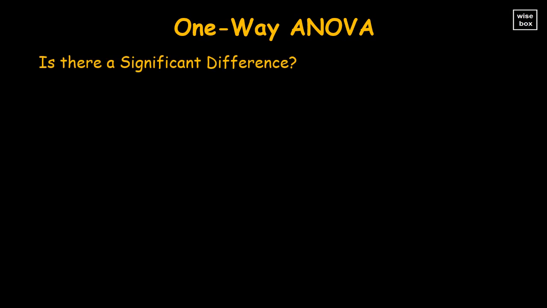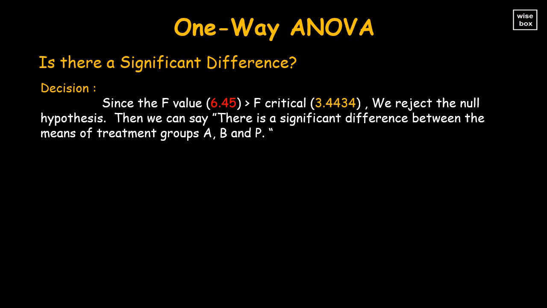Let's make the decision. Since the F value, 6.45, is greater than F critical, 3.4434, we reject the null hypothesis. Then we can say, there is a significant difference between the means of treatment groups, A, B, and P.